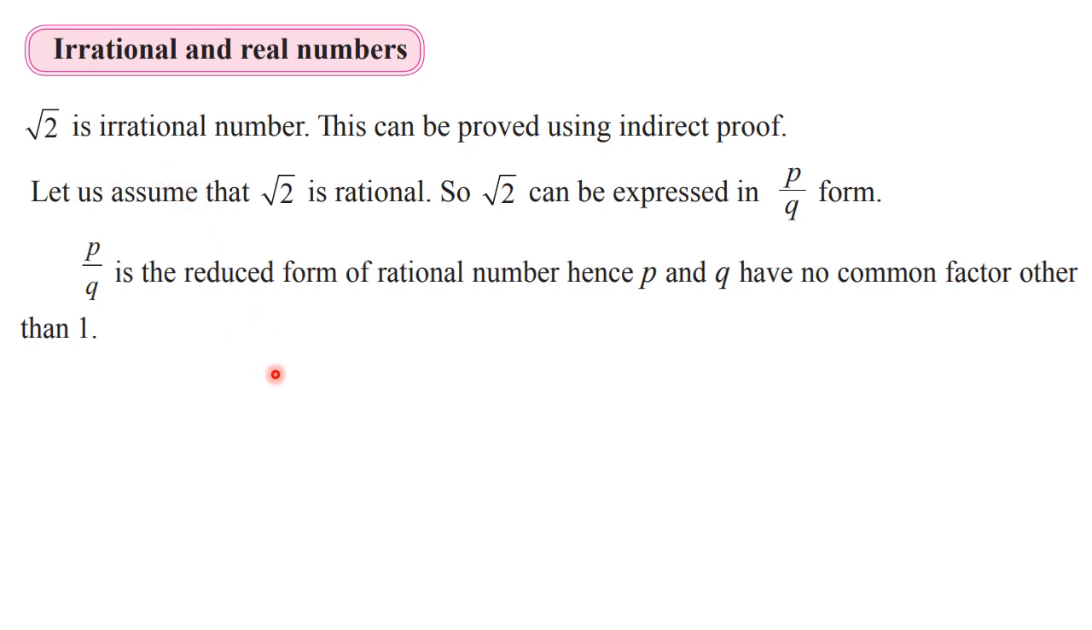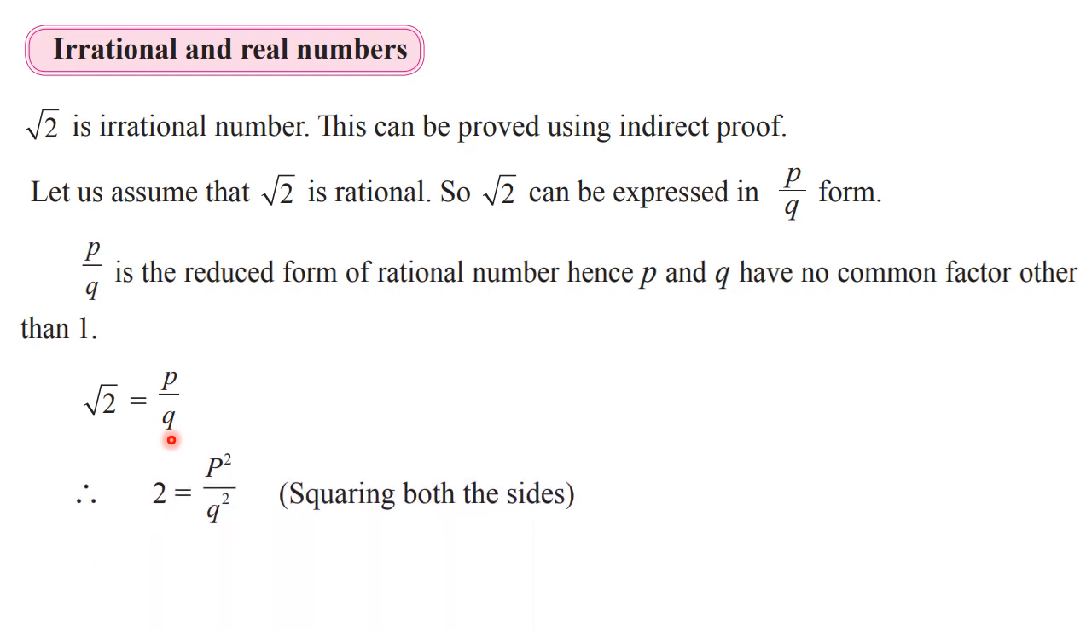Okay. So now since this root 2 is rational, we can write it in this form p upon q. So what we will write down? Therefore root 2 is equal to p upon q. Correct? So this is our left hand side and this is our right hand side. Now let us see how to prove it. Here now let us square these two sides. Okay, let us square the sides.